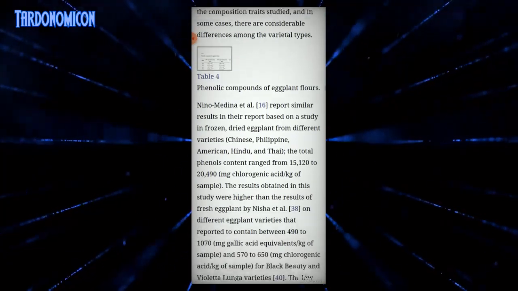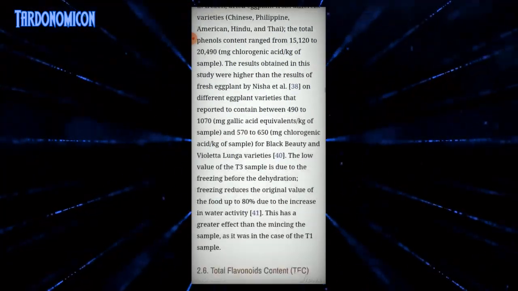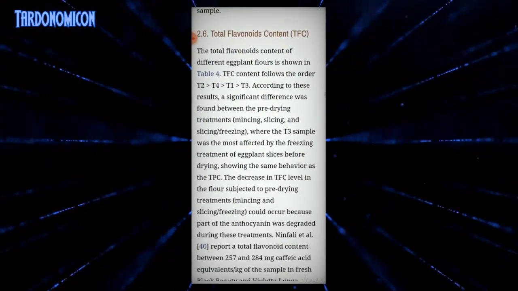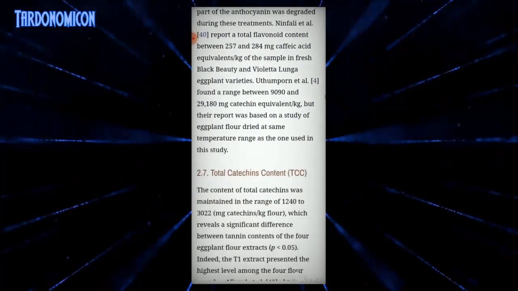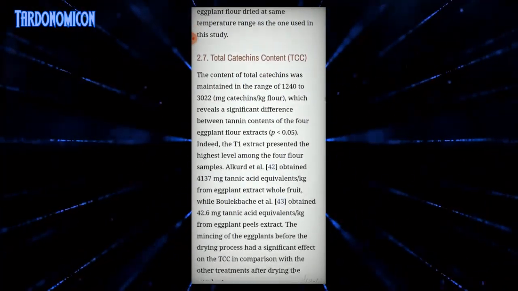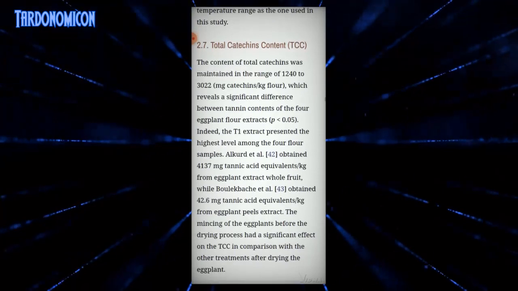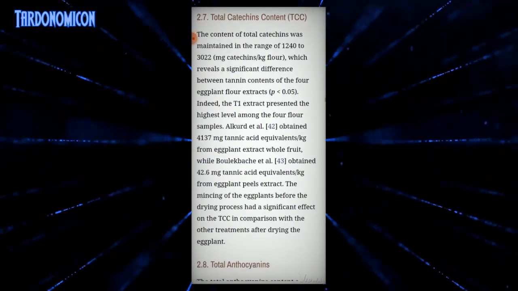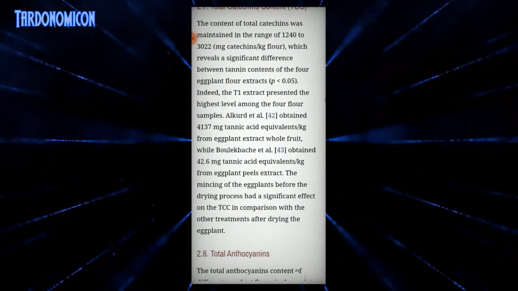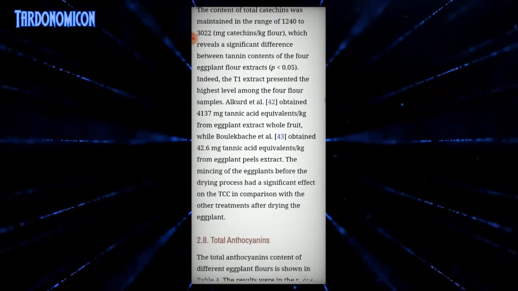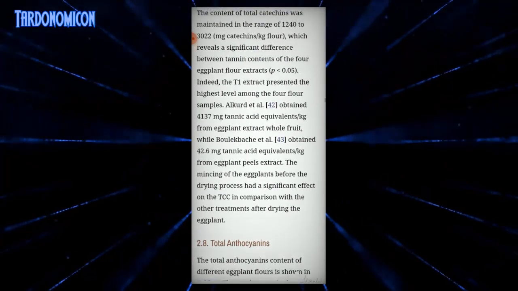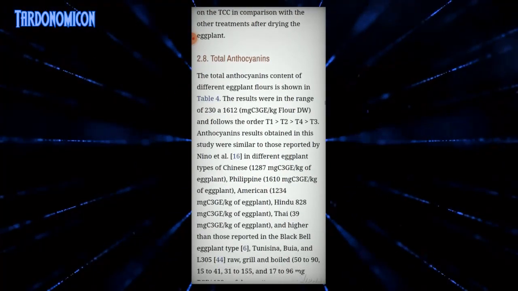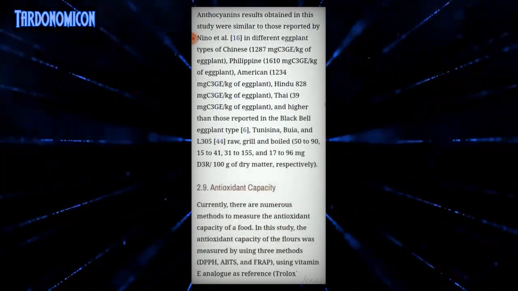Phenolic compounds of eggplant flours, total flavonoid content. The total flavonoid content of different eggplant flours is shown in the table. Total quercetin content: the content of total quercetins was maintained in the range of 1,240 to 3,022 milligrams per kilogram of flour, which reveals a significant difference between tannin content of flour of the four eggplant flour extracts. Total anthocyanins content differed between the methods.